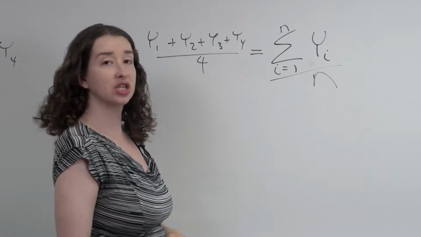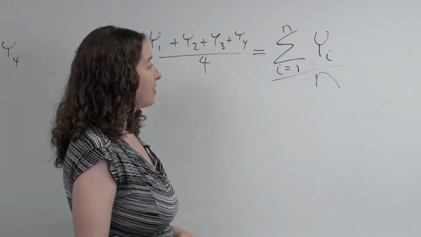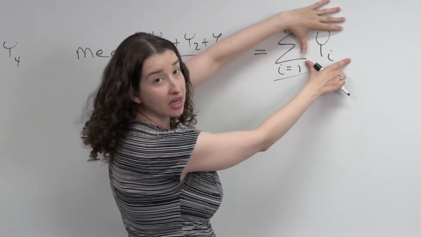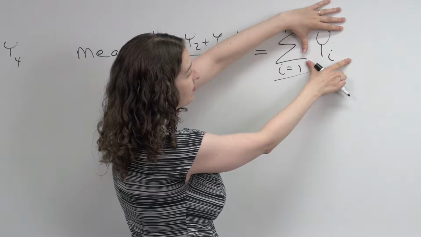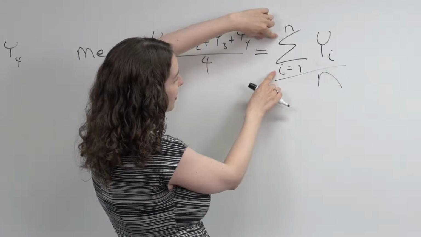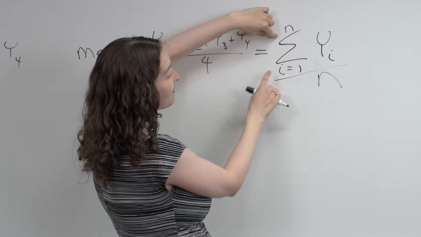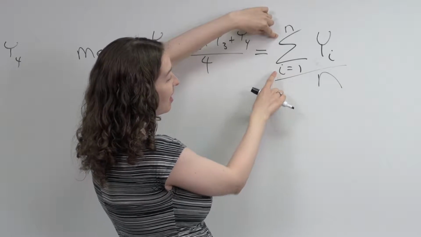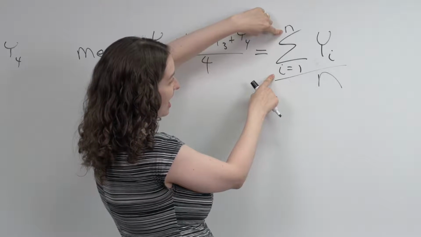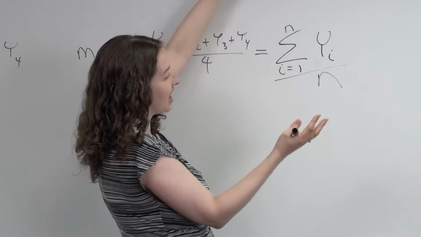If this notation isn't familiar to you, the idea is that we are going to take this value that comes after the sigma, and we're going to look at what that value would be for each different thing i could take on. So i first might be the number 1, and then we increment it. i could also be 2, 3, 4, 5, all the way up to n. And we add together all those results.